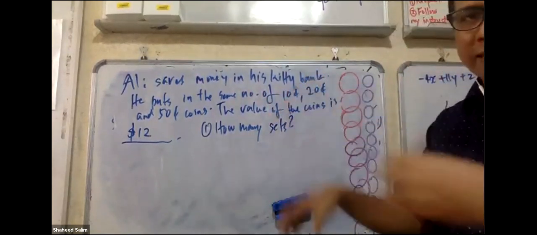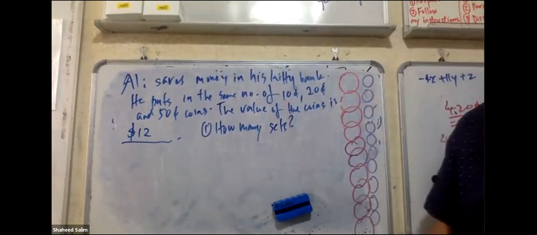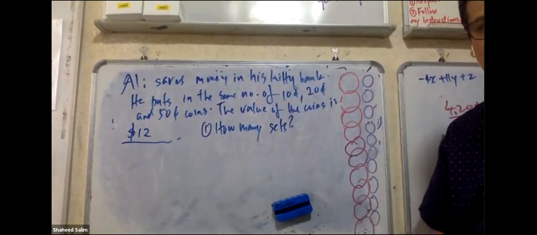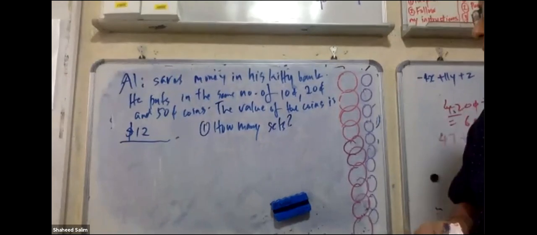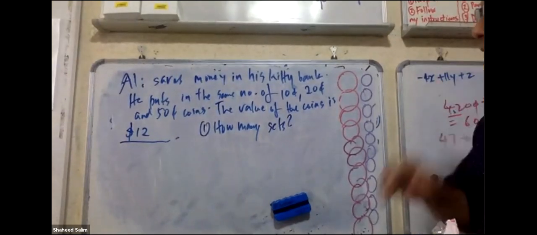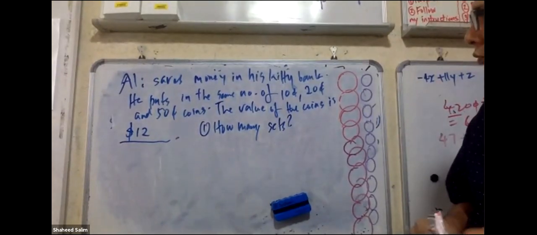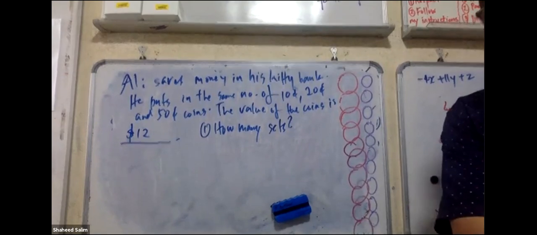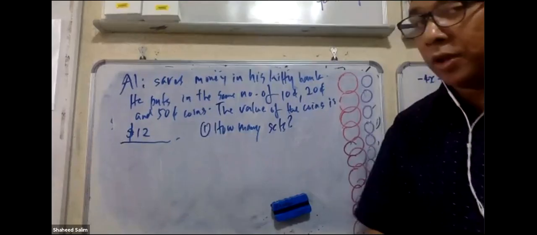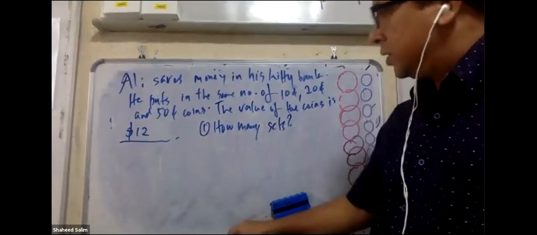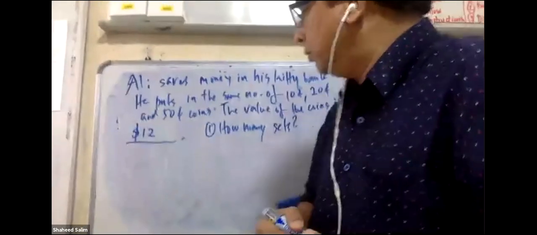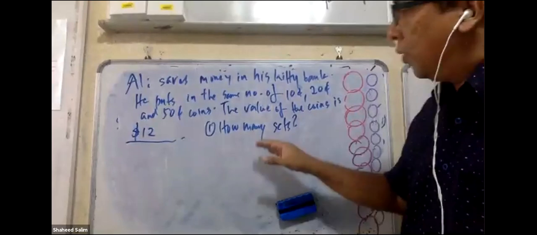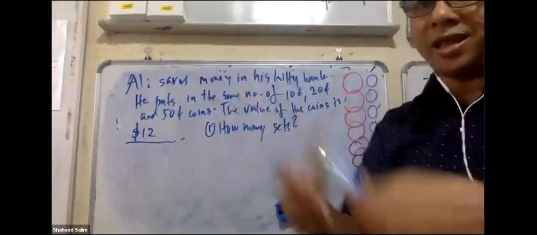One set. You put one set first. You find what's the value of one set. $80. Good. The value of one set is 80 cents. Well done. But I'm not asking you for value of one set. $12 is how many sets?